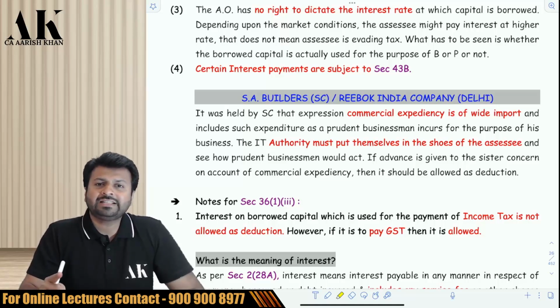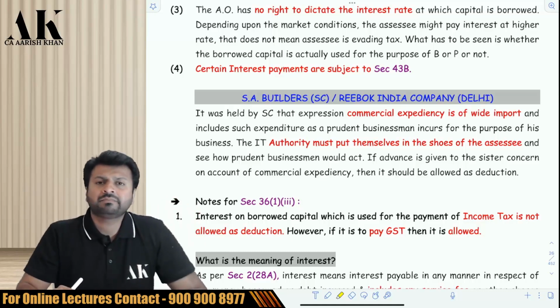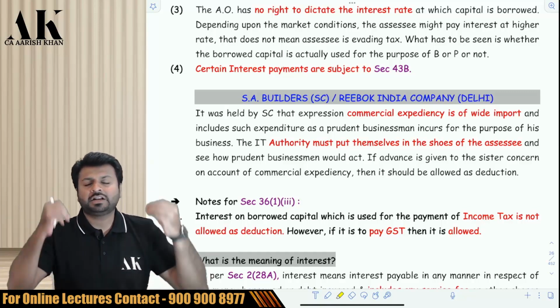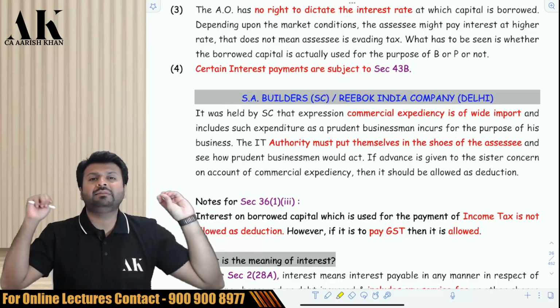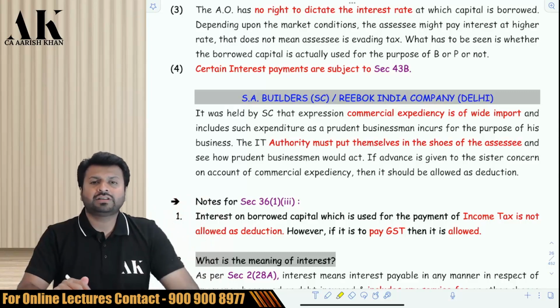You cannot directly say that every fund given to a subsidiary or every fund given to a sister concern is a diversion of fund. It is absolutely a wrong statement. You have to look into the facts and circumstances of every case. Okay. Now, if I take a loan for the purpose of paying income tax, is that allowed as a deduction? Absolutely not. Income tax is considered a personal expense, and therefore it shall not be allowed as a deduction.